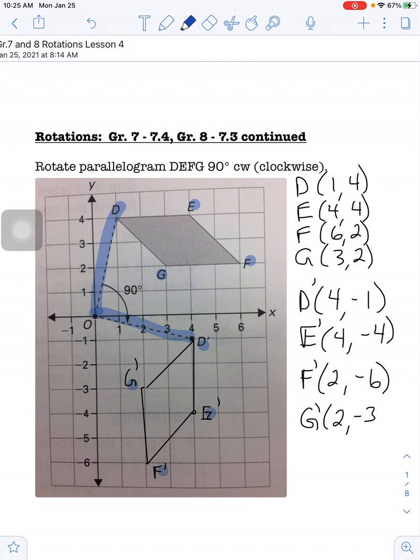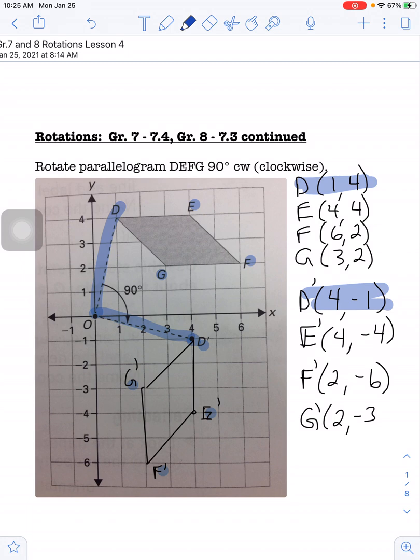And that requires the x values to be positive and the y values to be negative. So if we look for a pattern, D was 1, 4, and D prime becomes 4, negative 1. And we notice that the numbers are actually the same. They just got switched, and the y value became the opposite integer. It became a negative number instead of a positive one. So we look at the other values and see if that pattern holds up.